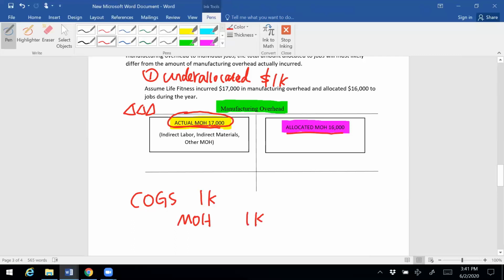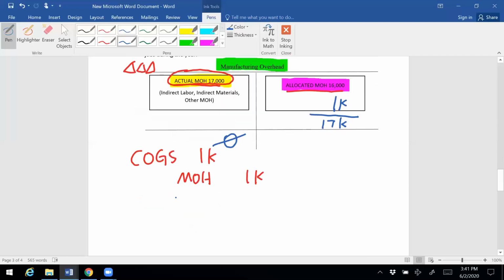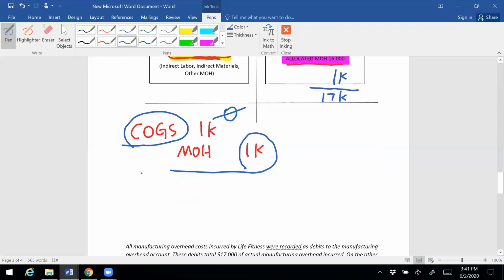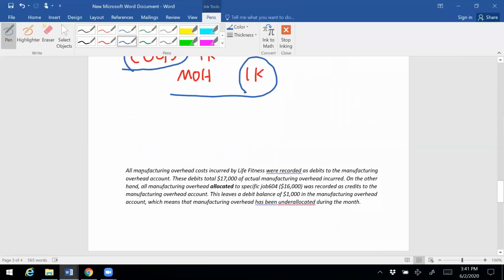Your left side is 17,000. Your right side of the allocation was 16,000. Now you credit another 1,000. Now total 16,000 plus 1,000 will be 17,000. Debit 17,000, credit 17,000. We finally can close this account, because it's a temporary account, we want it to be 0. So you have to credit manufacturing overhead by 1,000. And what do you debit? You debit the cost of goods sold by 1,000. This is the adjustment.